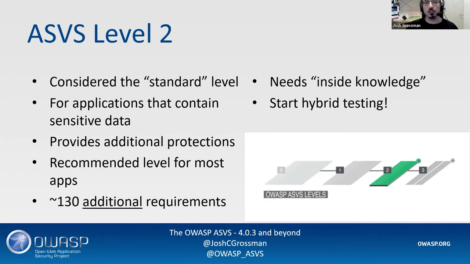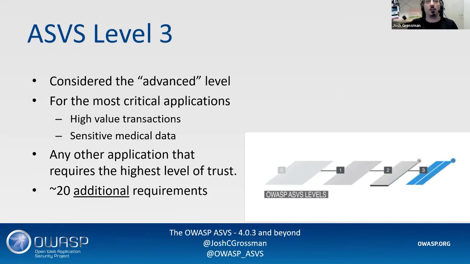So it doesn't finish there though. If there are certain applications that are particularly critical, have very high value transactions, or very sensitive data, we would recommend considering level three as well, which is the advanced level. Any application that requires the highest levels of trust should be complying with this level. This level includes all the previous requirements plus an additional 20 requirements. It's not a huge number of extra requirements, but at the same time, these will generally be more involved. They'll be maybe more difficult to implement and generally require more work, but they are what we see as important for the most critical of applications.